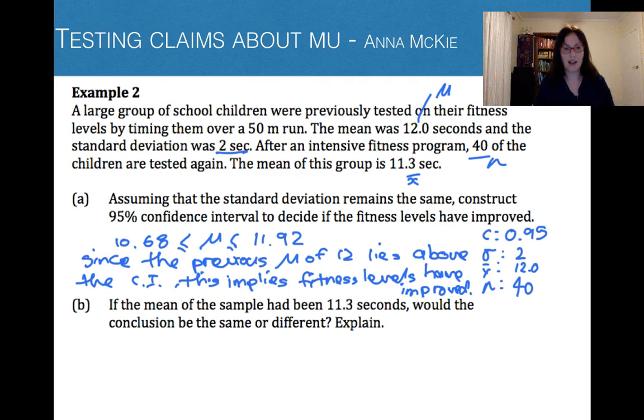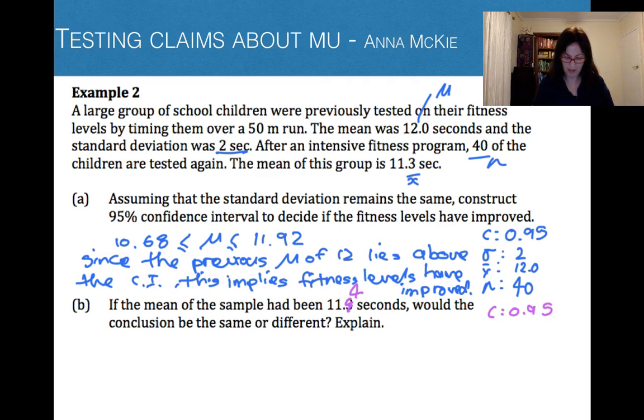And then the last part here is what would happen if the mean of the sample had been 11.3 seconds instead of 11. What did we have? Drat. I meant to write 11.4 there. Change that to 11.4, please. So just slightly different.